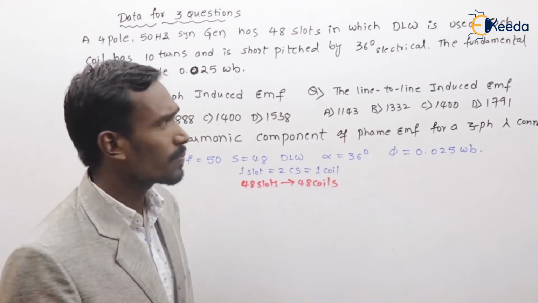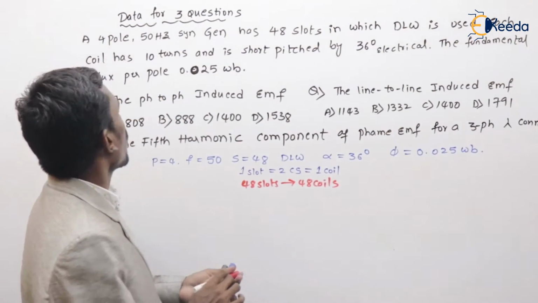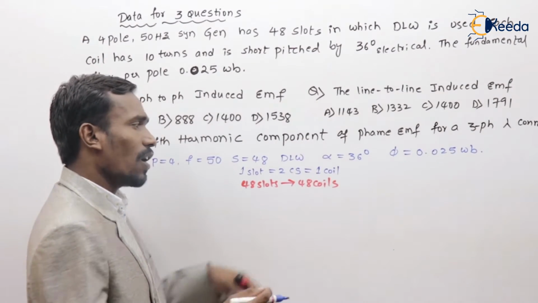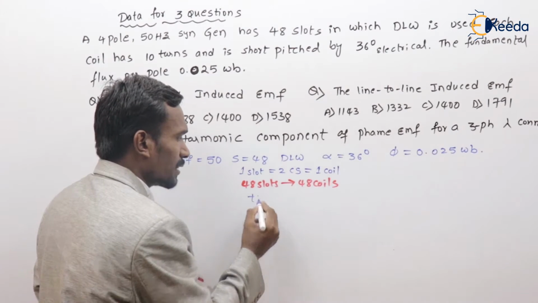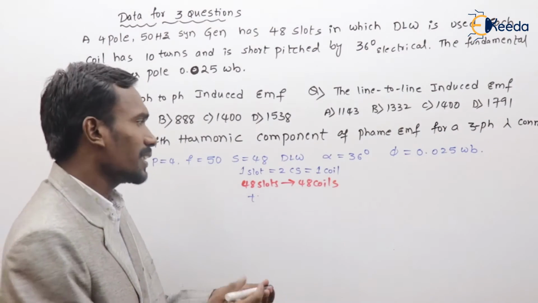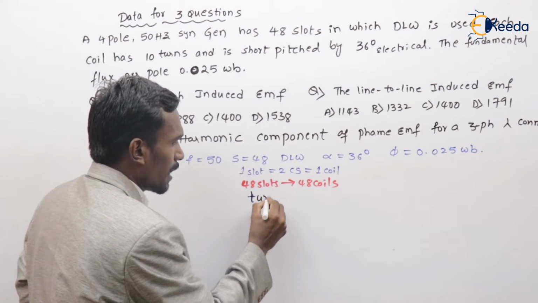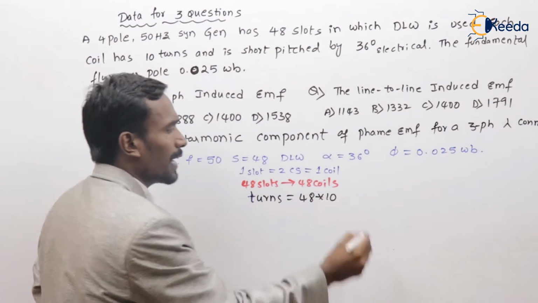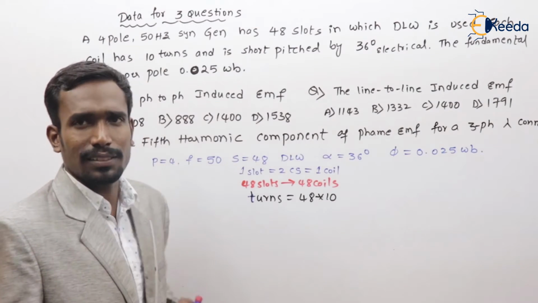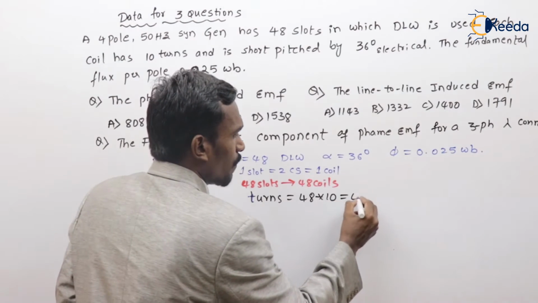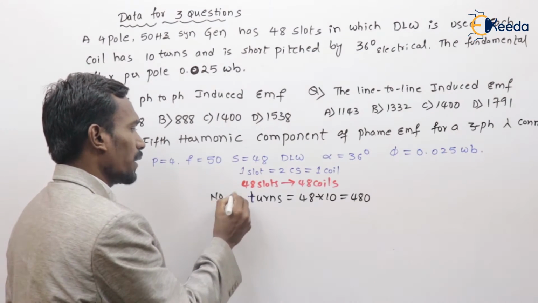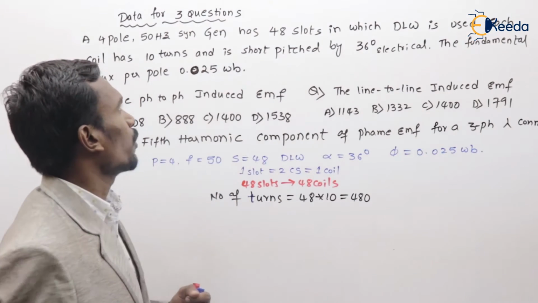Each coil has 10 turns. Number of turns is equal to 48 coils multiplied by 10 turns each. So what is the answer? 480 turns. The number of turns is 480.